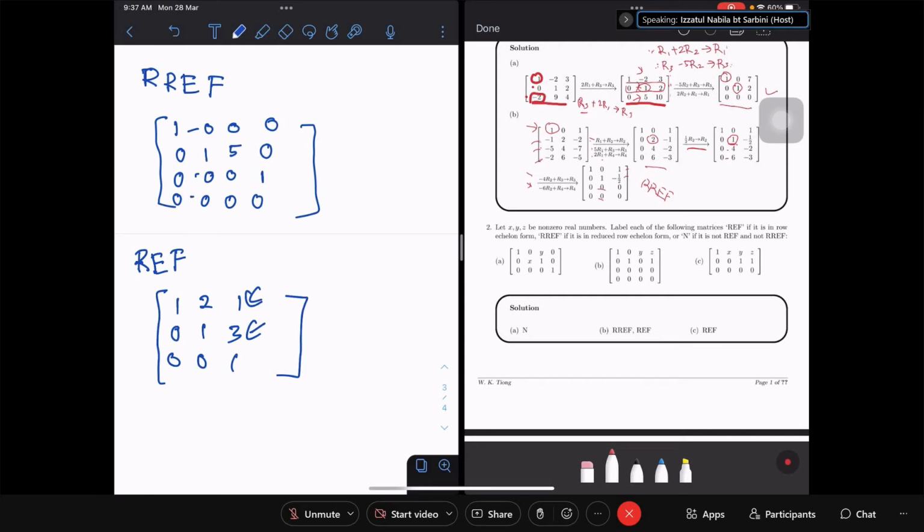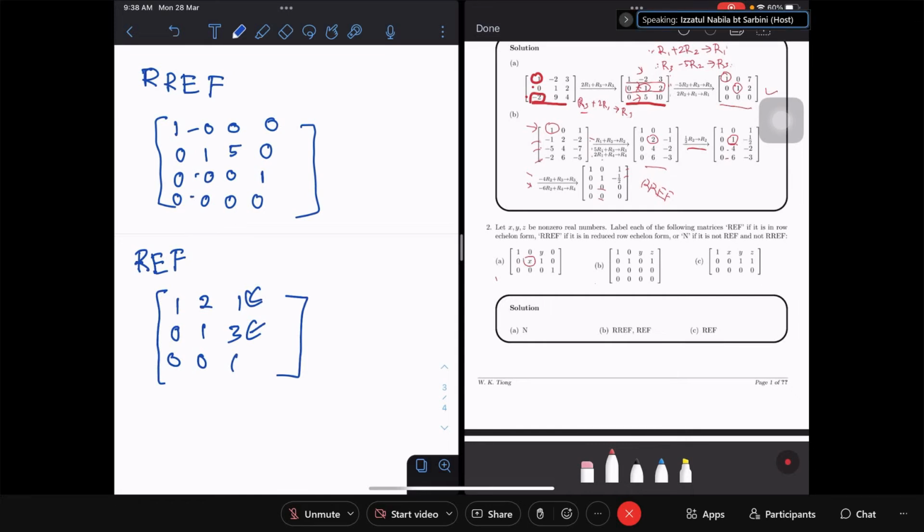Alright, question 2. Now you need to determine for A, B, C whether it's REF or RREF. For question A, it is none. It is not REF. It is not RREF. Because there's no leading 1 here. So this is not RREF and this is not REF.